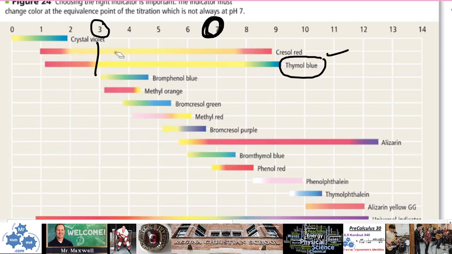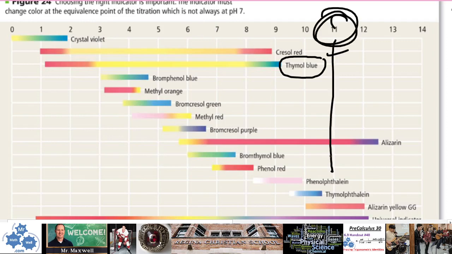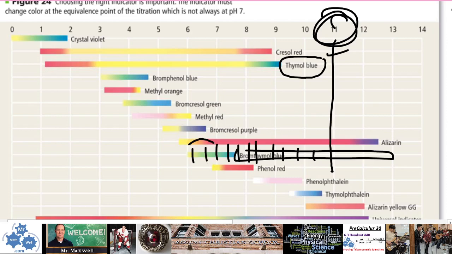Now, if you had a very basic solution, okay? If you had a very basic solution, let's say pH is 11, it starts here, then your bromothymol blue is probably going to be blue here. It's going to be blue. And then as you work down by adding acid, it's going to go from blue, change color to green, then boom, yellow. So right at that sweet spot there, again, pH 7. So it's going to go from blue to yellow, or from yellow to blue.